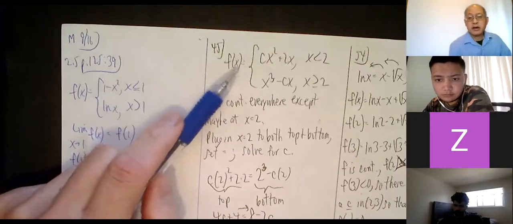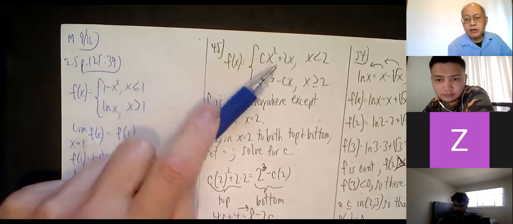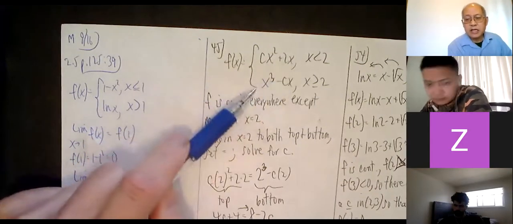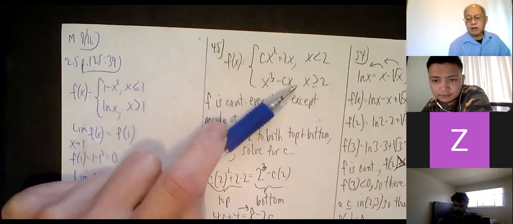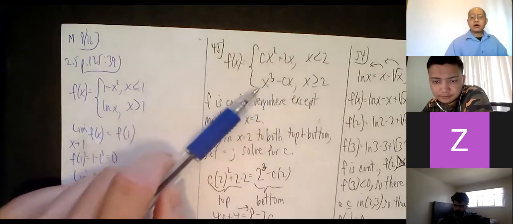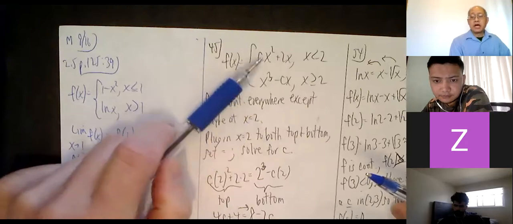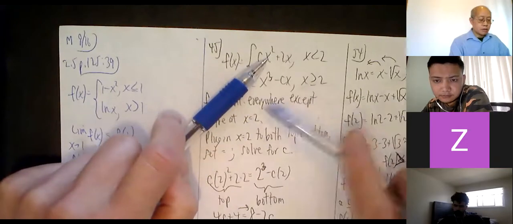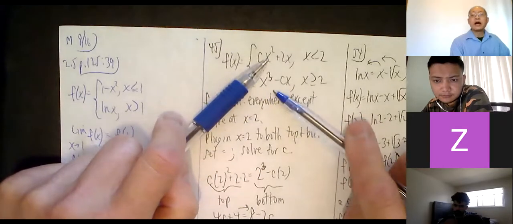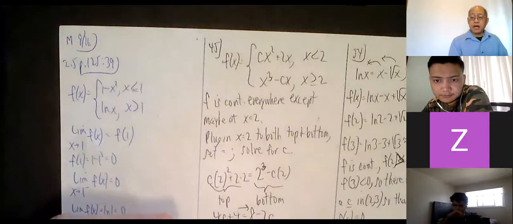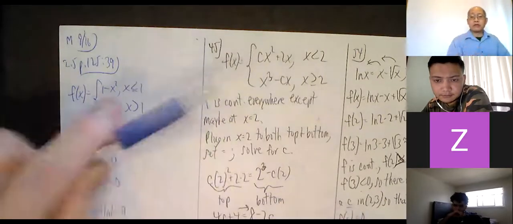All right, so here's the function. cx squared plus 2x for x less than 2, and x cubed minus cx for x greater than or equal to 2. Now, in order for the function to be continuous at x equals 2, if I plug in 2 here and I plug in 2 here, I have to get the same value. That way the limit from the left and the limit from the right will match.